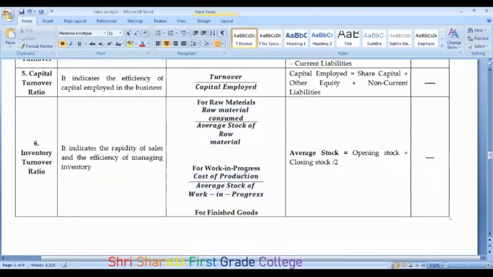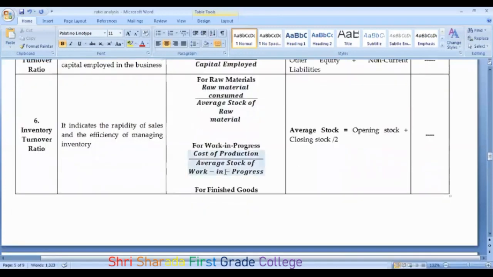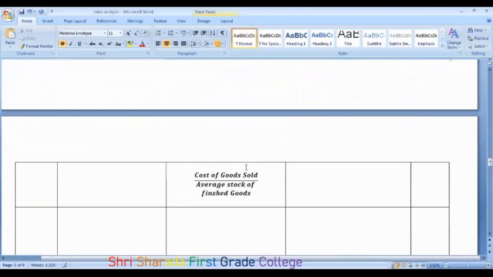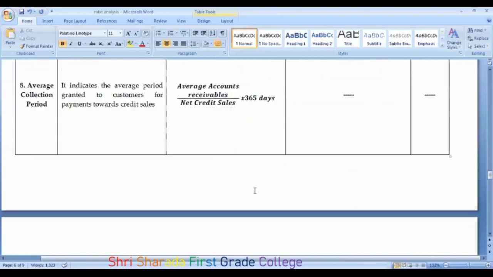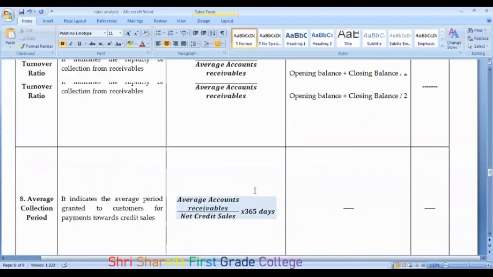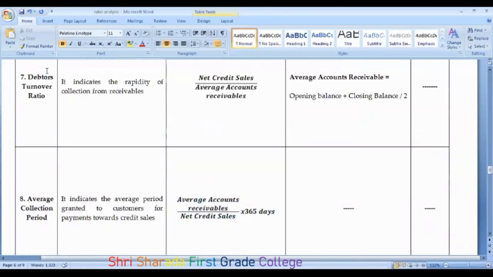For work in progress, the cost of production will be compared with the average stock of work in progress. And for the finished goods, the cost of goods sold will be compared with the average stock of finished goods. Clear? And there are also four others which will be discussed. Debtors turnover ratio also indicates how well the firm is going to collect its receivables.